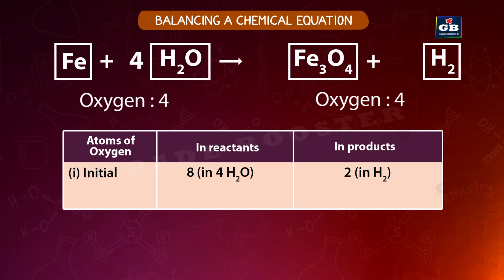So atoms of hydrogen in reactants it is 8 in 4H2O, whereas in products it is only 2. So to balance it, in the products we are multiplying 2 with 4. That means we are adding 4 as the coefficient for hydrogen. So now the equation becomes like this: Fe plus 4H2O gives rise to Fe3O4 plus 4H2. But still this is an unbalanced equation.